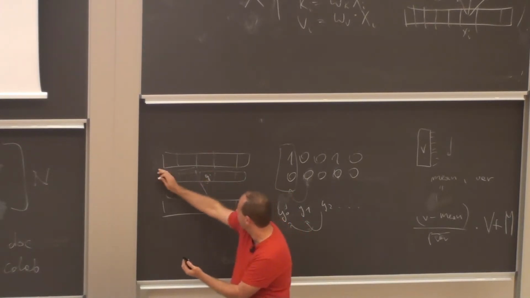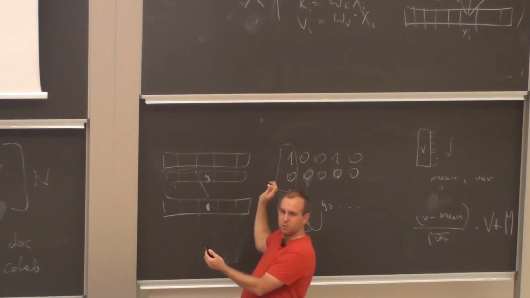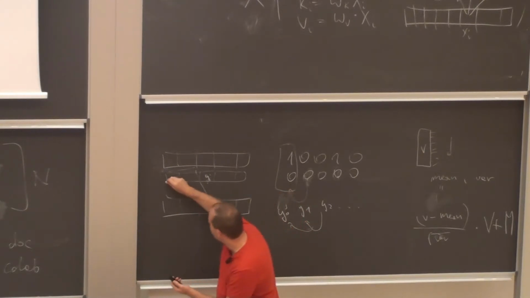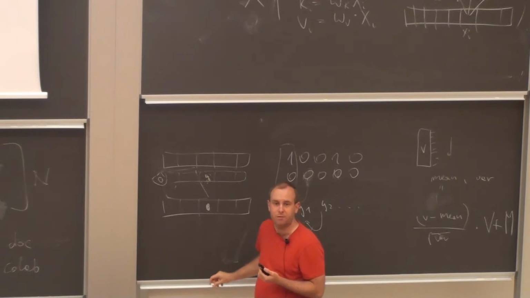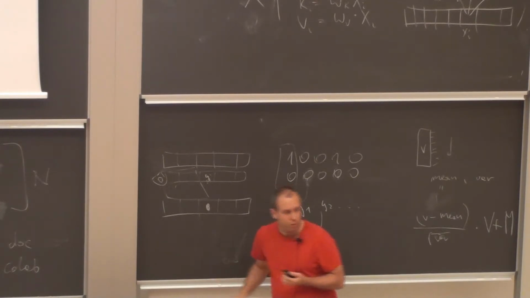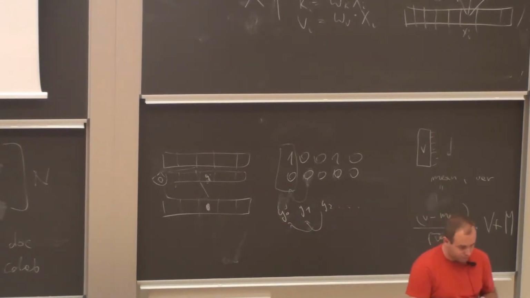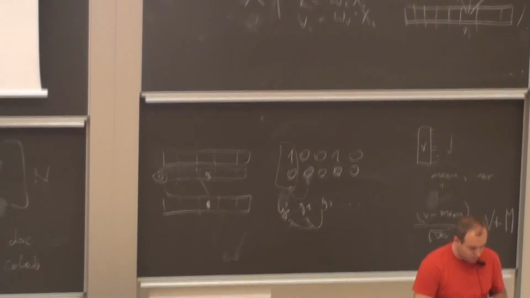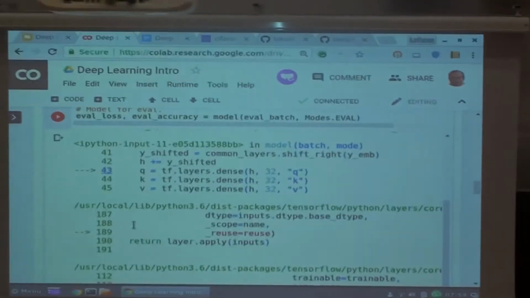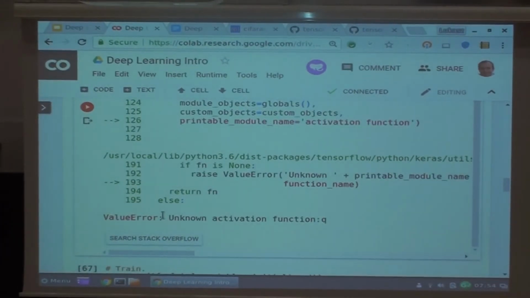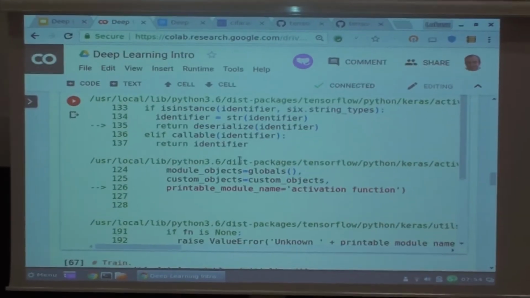So to make it sensible, we need to shift it to the right. So we need to actually pad. The shift right is just a pad with a 0 on the left. We could write just TF pad. So does it look reasonable? Apparently it doesn't look too reasonable to the compiler. Oh, unknown activation function.